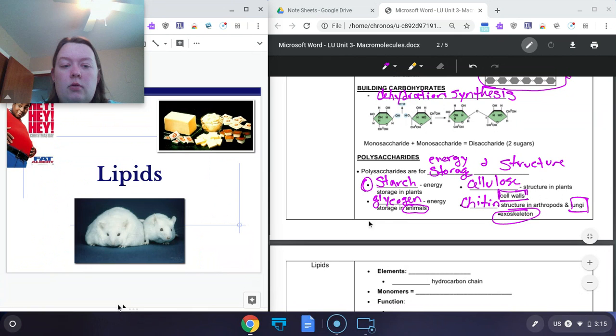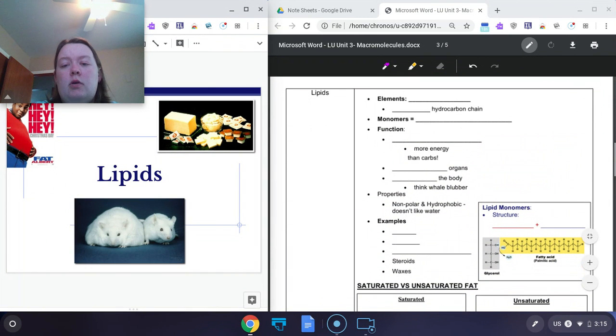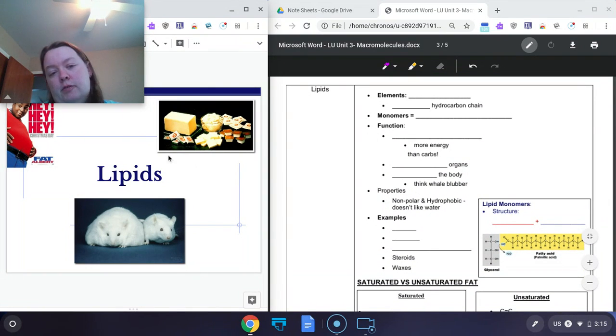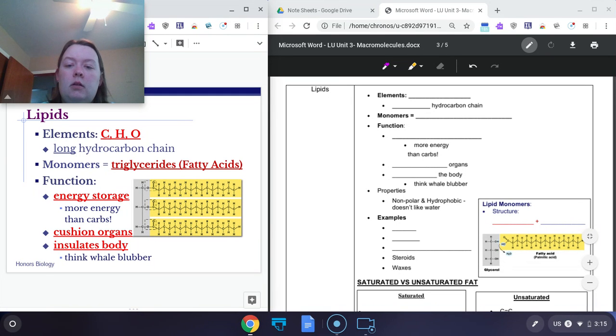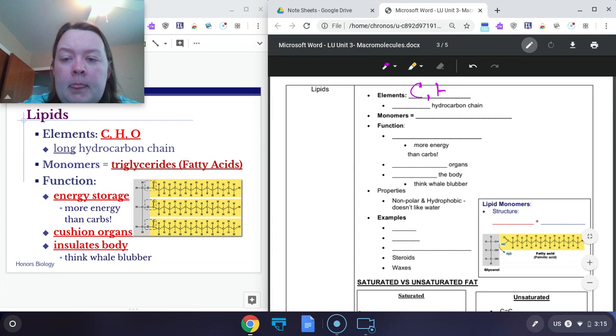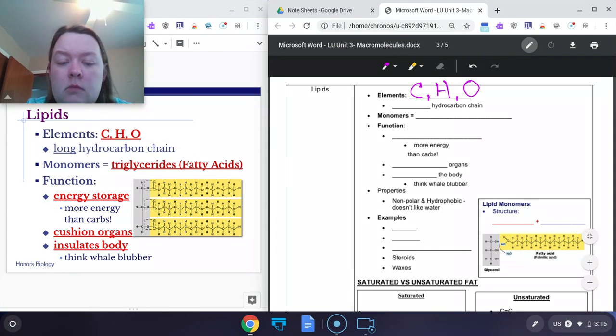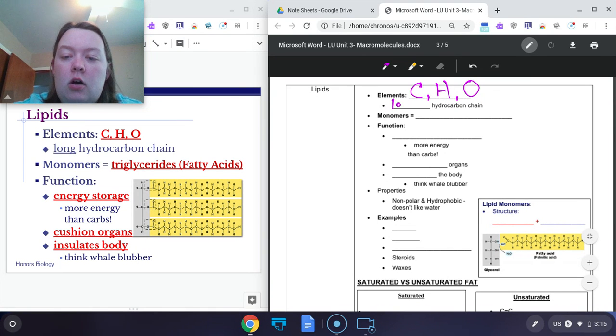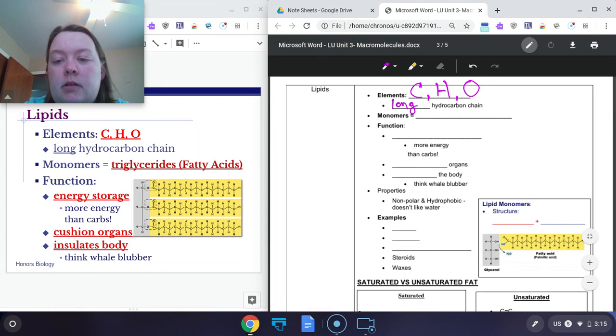So our next category of macromolecules are lipids. And you're familiar with lipids because lipids are essentially fats. Lipids are composed of the elements carbon, hydrogen, and oxygen. And these are going to be long hydrocarbon chains. Hydrocarbon means carbon and hydrogen.